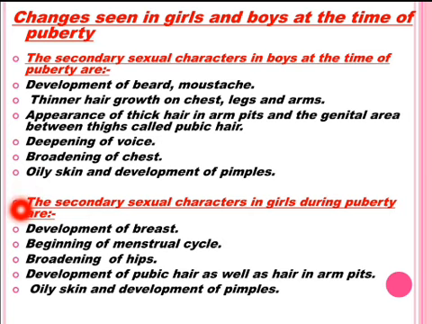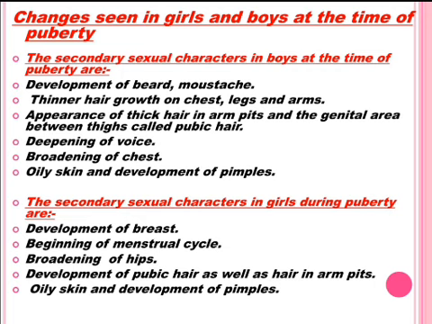In the same way, various secondary sexual characters appear in girls during puberty, for example, development of breasts due to development of mammary glands, beginning of menstrual cycle, broadening of hips due to deposition of fats, development of pubic hair as well as hair in armpits, oily skin and development of pimples.